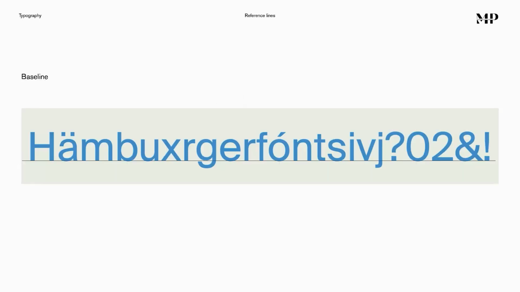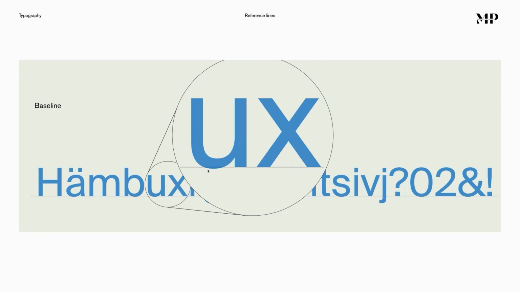The first reference line is called the baseline. It's this black horizontal line, which we could say is the line where the typography rests. If we zoom in a bit, we will see how that horizontal baseline is sometimes exceeded by some of the letters, mainly the curved letters, to maintain a better harmony between the form and the counterform of that particular letter.